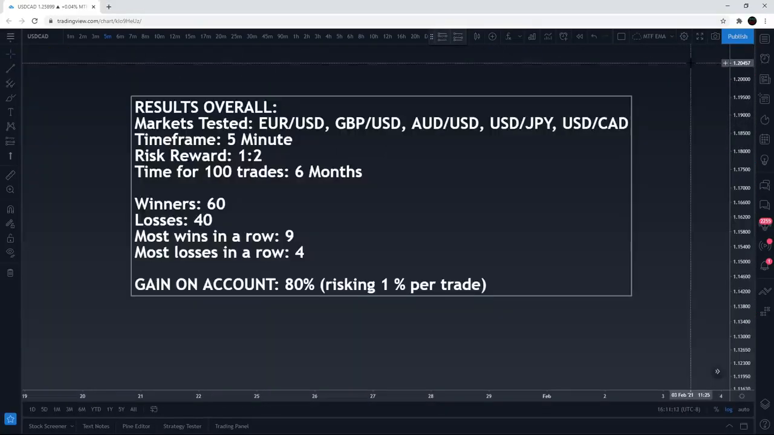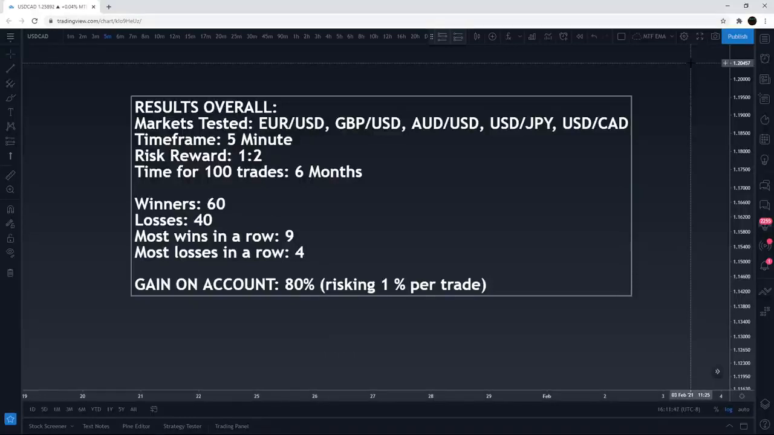The results are in after the 100 backtests, and this is now the number 1 trading strategy that I've tested on the channel, with by far the best results shown. This strategy did phenomenally using a 1-to-2 risk reward ratio on the 5-minute chart. It took 6 months of price data to find those 100 signals. There were 60 winners and 40 losses, giving it a 60% win rate, which is very good for a 1-to-2 risk reward ratio. Most wins in a row, 9, and the most losses in a row, 4.